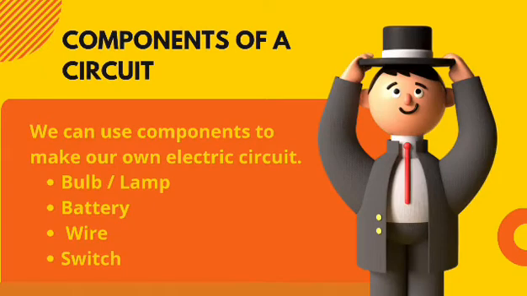Let's see what are the components of a circuit. We can use components to make our own electric circuit. The first one is bulb or a lamp. The second one is a battery. The third one is wire. The fourth one is a switch.